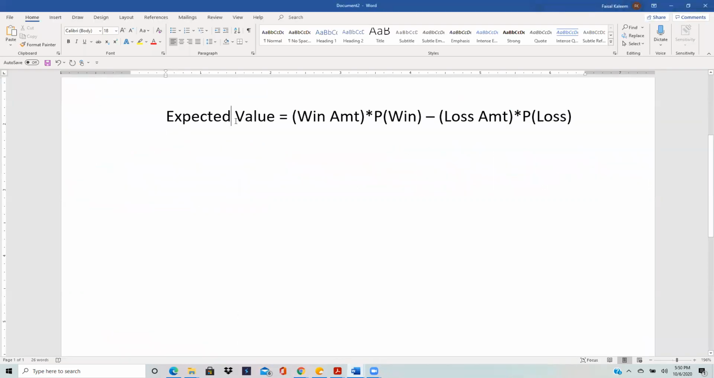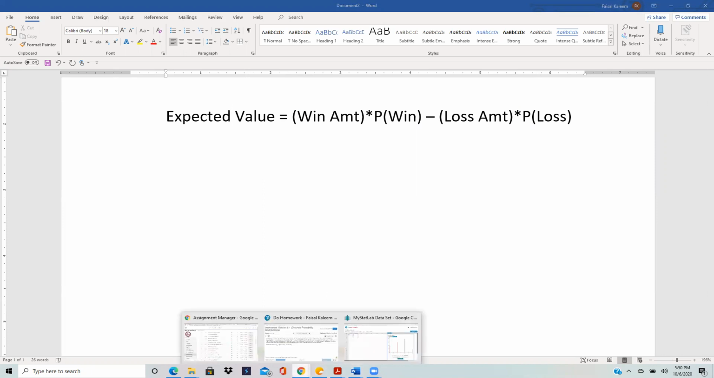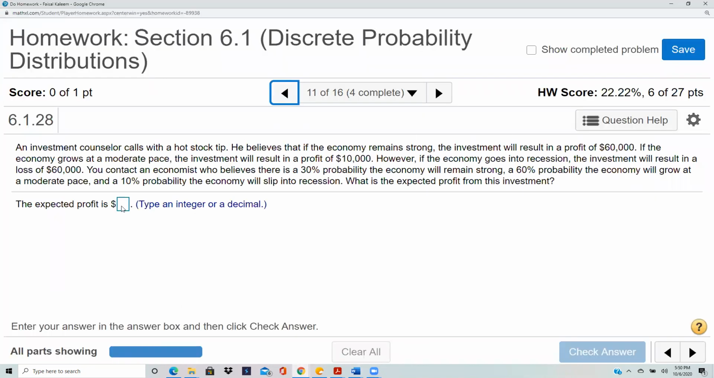Okay, this formula. Expected value equals winning amount times probability of win minus losing amount times probability of loss. And if you have multiple winning amounts, you will have two terms here, one for each winning amount and its corresponding probability. So we add up the terms where there's a gain, and we subtract the ones where there's a loss. Now let's keep that formula in mind and go back to the problem.